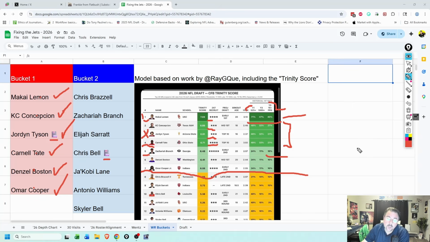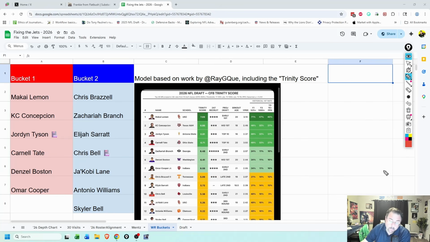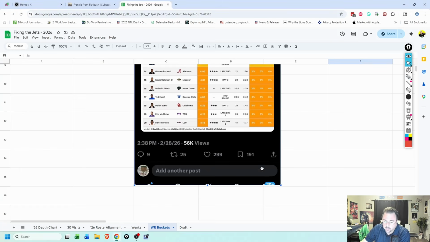Now, on day 2, it'd be nice if we could get one of these. Brazel, Branch, Surratt. Now, Bell has an ACL, so you have to wait for him, but that's not as concerning. It's just one injury, whereas with Tyson, he's just always injured. But then Lane, Antonio Williams, Skylar Bell. If we could get basically one from here and one from here, that's what you want in this draft at some point. We got to come away with that. And that would be a great, great result.